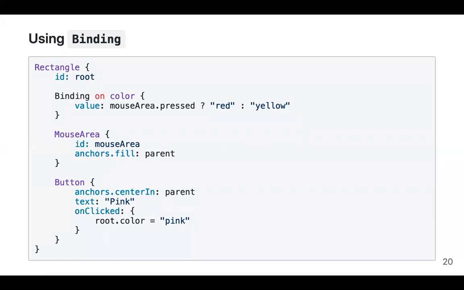Now, whenever the mouse is pressed, the color will change. And even when I click on the button in the middle here, you can see that we're actually doing an imperative assignment to the color, but because of the Binding object used here, this will not break the binding that we have here. So even after clicking the button, the rectangle's color switches to pink, but when I press the mouse area again, the binding will work and the rectangle color will still turn to red.